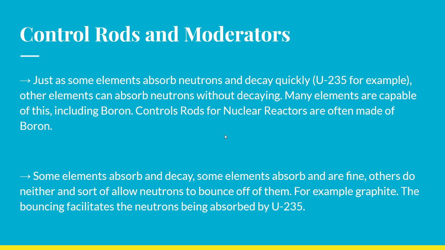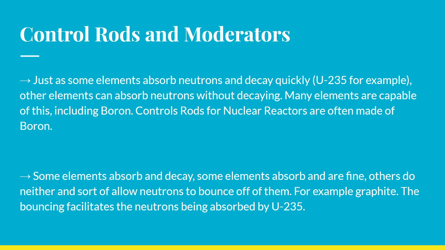So, uranium-235 absorbs neutrons and then undergoes fission. Other elements can absorb neutrons without doing anything. They'll absorb a neutron and they're still stable. We've documented much more of this. Some elements capable of doing this include boron.